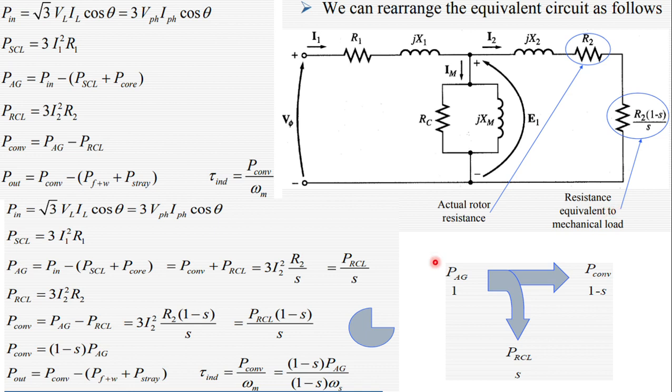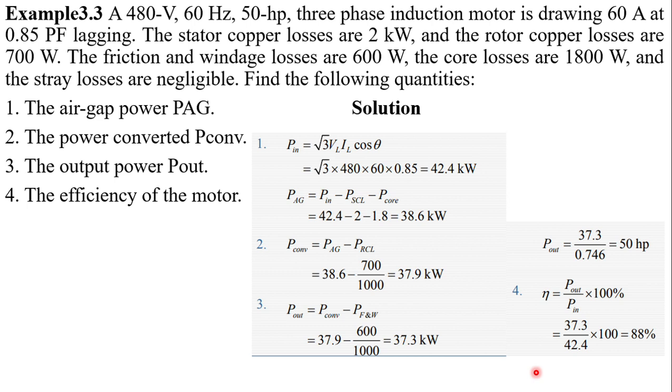Now we can calculate the air gap power over motor speed. Here is the relationship between air gap power, converted power and rotor copper loss. So converted power is equal to 1 minus slip multiplied by air gap power, or air gap power is equal to rotor copper loss over slip. Now we can work an example equivalent to the above equations.